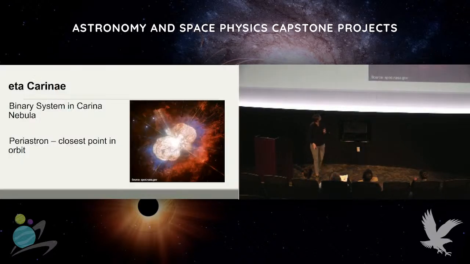So first, just a little bit of background information about Eta Carinae. Eta Carinae itself is a binary system embedded within the Carina Nebula. That's just a way of saying it is two stars orbiting each other inside of a cloud of dust and gas. And these two stars do get particularly close at periastron. Periastron is a term you'll hear me using throughout the presentation. It just means the closest point of the two stars' orbits.